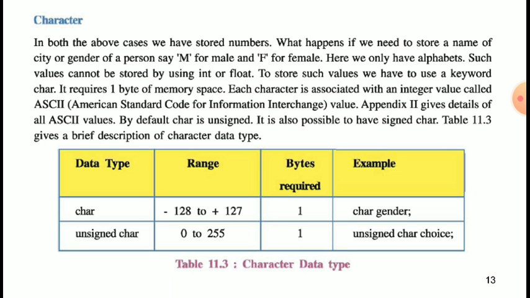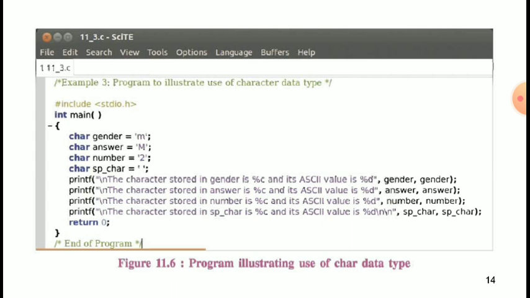Here CHR is a data type and gender is a character variable declared by the statements. So that is a data type, range, and bytes. For example, CHR ranges from minus 128 to plus 127 and requires 1 byte. Example: CHR gender. Unsigned character ranges from 0 to 255, bytes required 1, for example unsigned CHR choice. That is an example of a character data type.